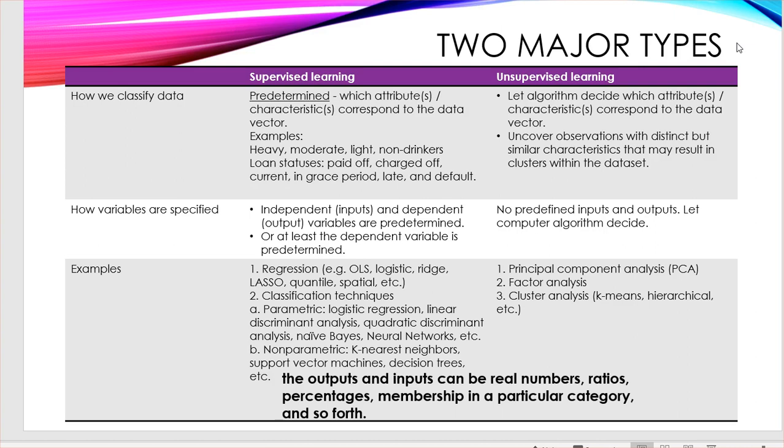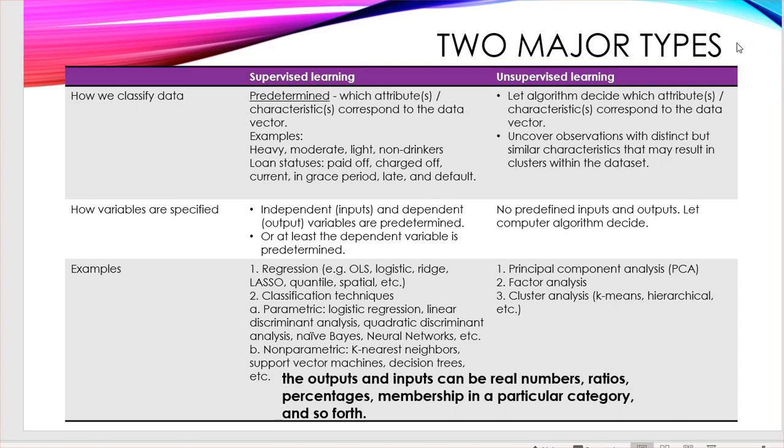And when we use the unsupervised approach to classify data, we essentially let the computer algorithm decide which attributes or characteristics correspond to the data vector. We don't predetermine who is a heavy, light, or moderate smoker based on the number of cigarettes smoked, or who is a heavy, moderate, or light drinker based on the number of drinks per day. We let the computer algorithm decide.